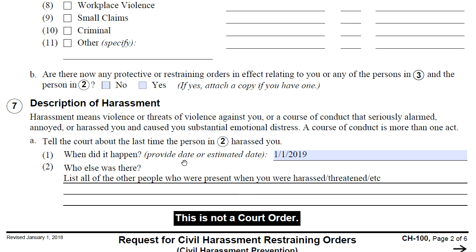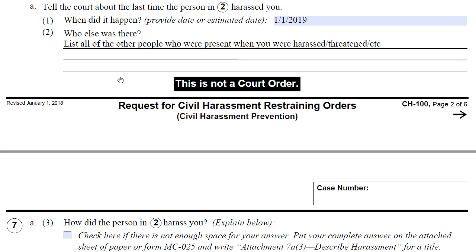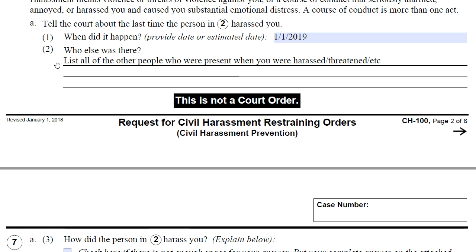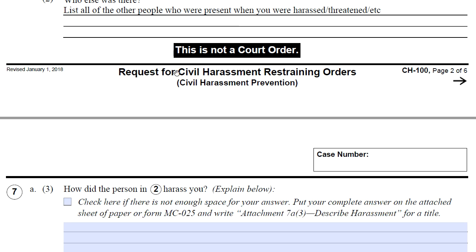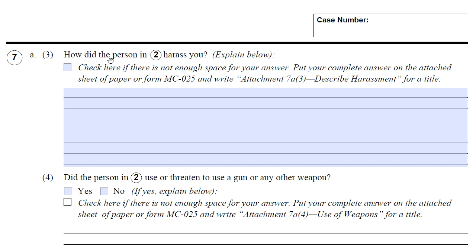So everybody else who was there when you were harassed or threatened, even if they're not related to you, even if you may not be able to find them, even if all you know is a first name, go ahead and put down as much information as you can about other people who were present. And if no one else was present, just write nobody else was present. Okay, so under 3, this is where it gets important.